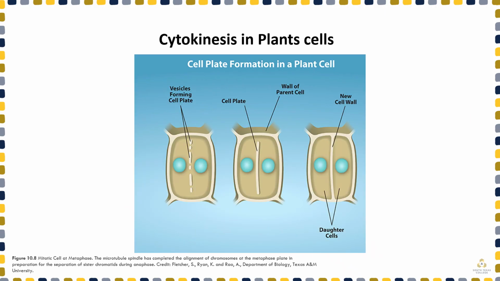In plant cells, the rigid cell wall will not allow the cleavage formation. So what we see in the plant cells is a cell plate formation where the membrane forms between the 2 nuclei and then extends until it separates the 2 cells into separate daughter cells.